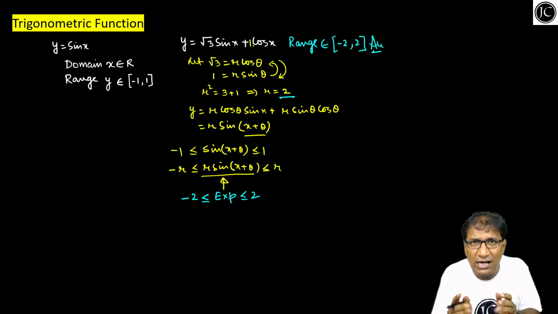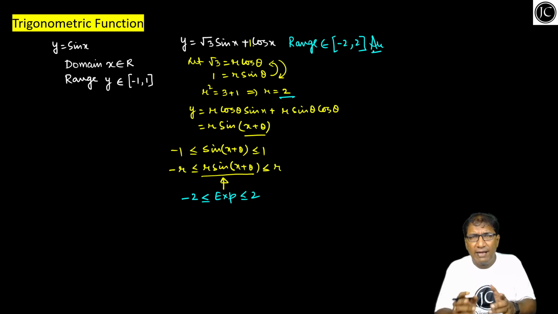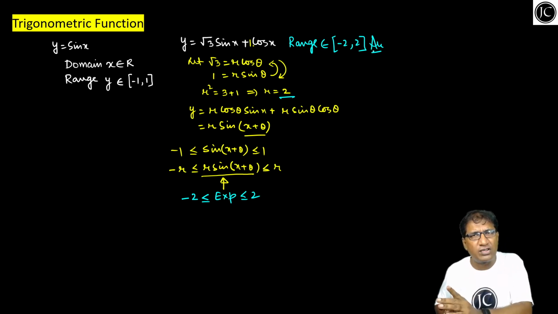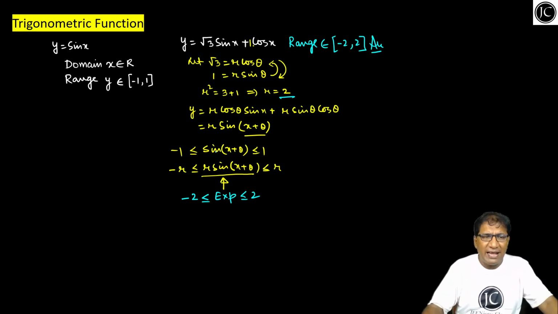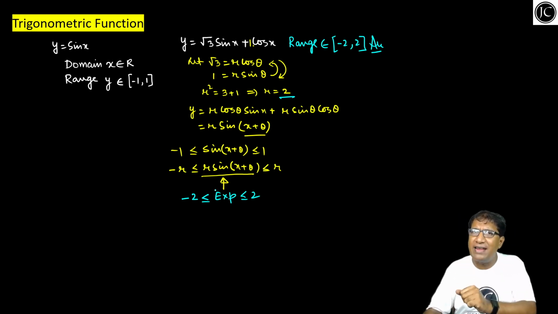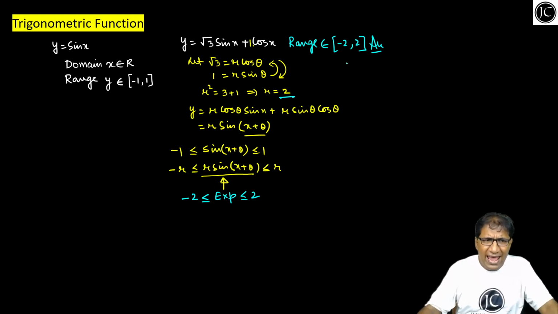So what have we learned from this question? We have learned that whenever there is a mixture of sin x and cos x, convert it into one trigonometric function, either sine or cos, right? And then by applying the rule that sin theta always lies between -1 and 1, we can find out the range of that function.